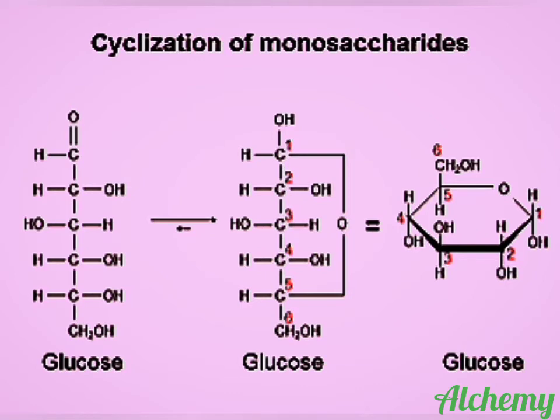At carbon number 2, H will be pointing up and OH down. At carbon number 3, OH will be pointing up and H down. But in the case of carbon number 5, the substituents are H and CH2OH. Only in this case, CH2OH will be pointing up.